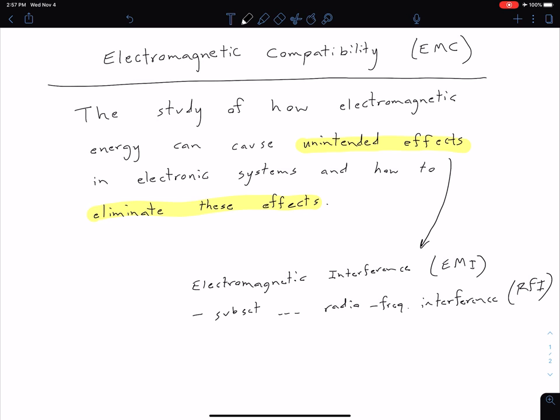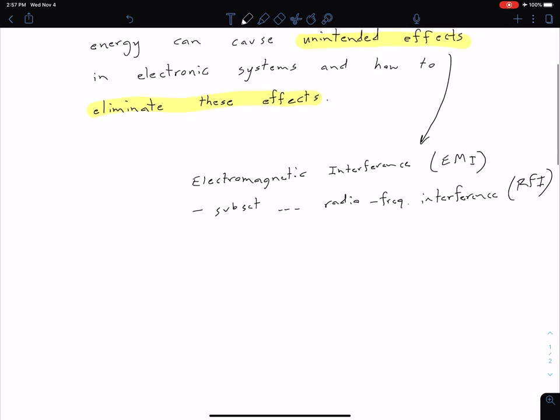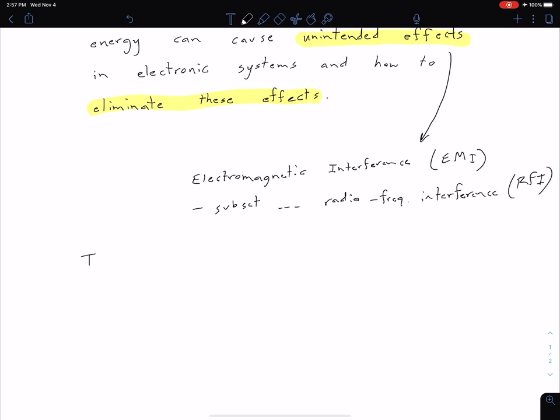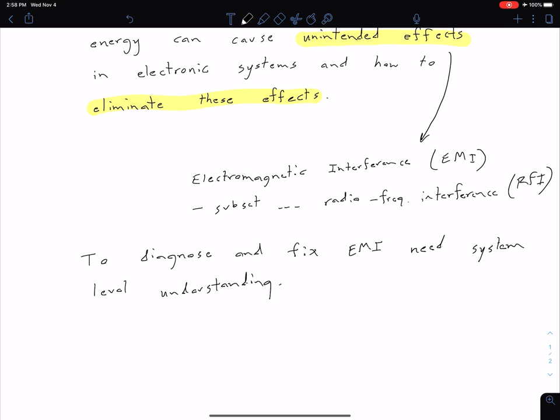What we're going to see is that in order to diagnose and fix EMI issues, we're generally going to need a good understanding at a system level of how things interact with each other. What that means is, how are all the components meant to be interacting? How could they potentially interact in ways that aren't intended?